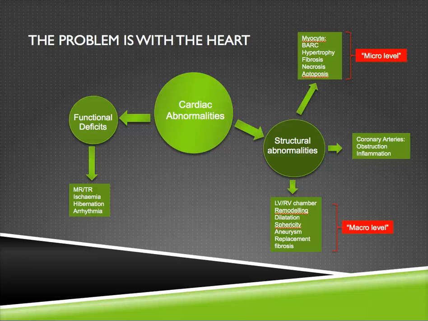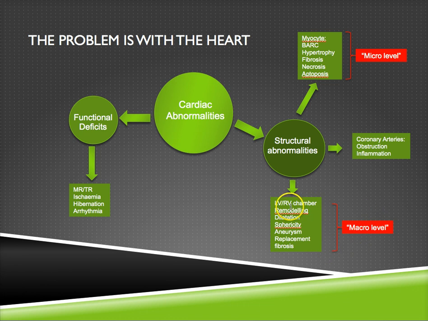The primary problem, as I said, is with the heart. And we can look at the heart in many ways. We can talk about structural abnormalities within the heart. And at the micro level, these include problems with the myocyte, or the heart muscle cell, which can be hypertrophied, fibrosed, necrosed, or there could be active apoptosis in many pathophysiological conditions. At the cell level, there's also evidence of dysfunction of the beta-adrenoreceptor and beta-adrenoreceptor coupling.